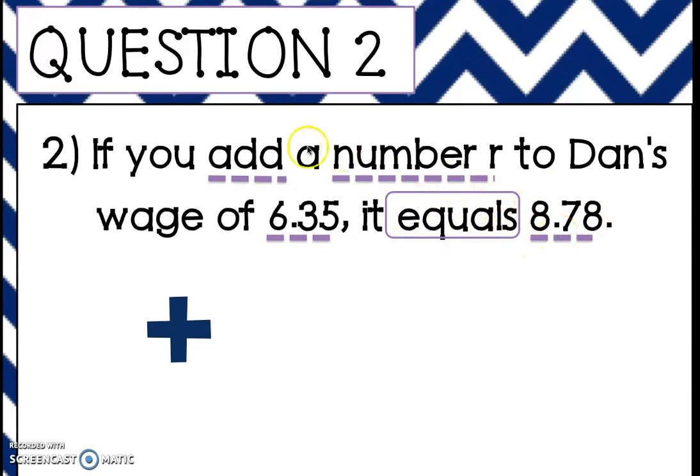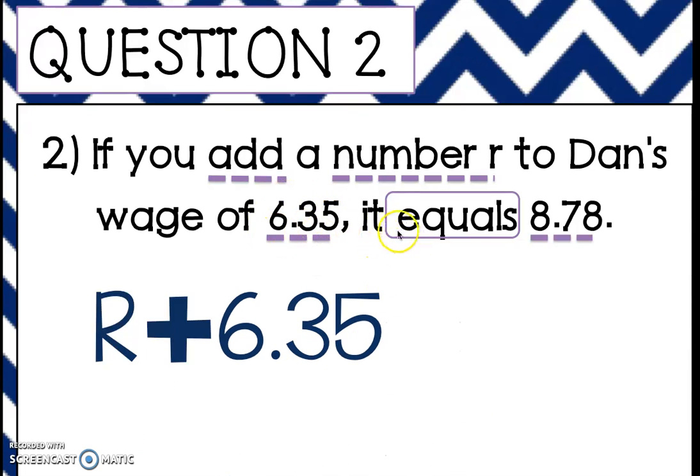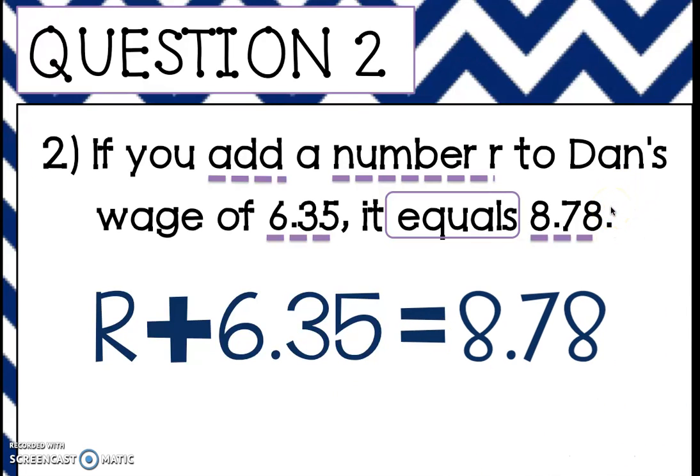Okay, so the first thing we see is if you add. So we know we got to start with that addition sign. Okay, so it says a number R. So we've got to put in our variable R. We're adding something to it. We're adding R to Dan's wage, which was $6.35. It equals, that translates to our equal sign, $8.78. Okay, nice and easy. So pick out your important words, underline them, highlight them. Okay, put them together in your equation.